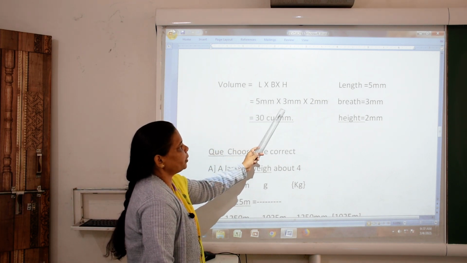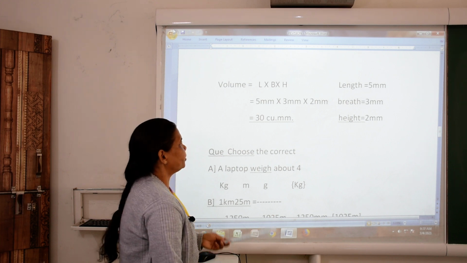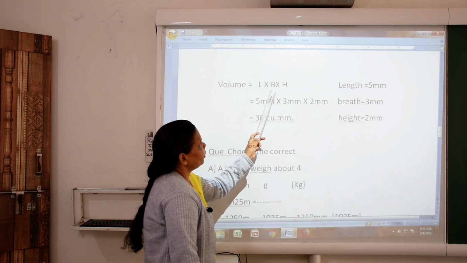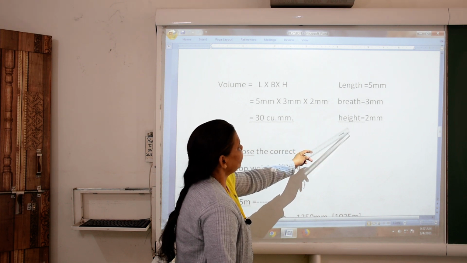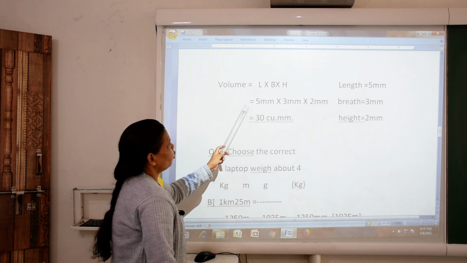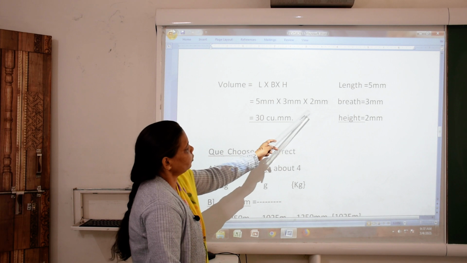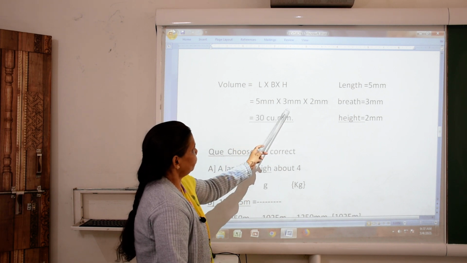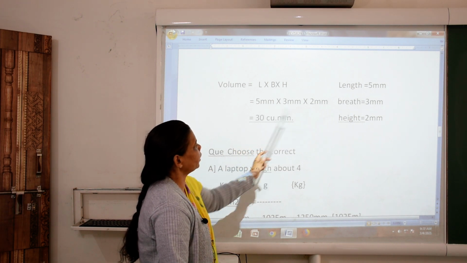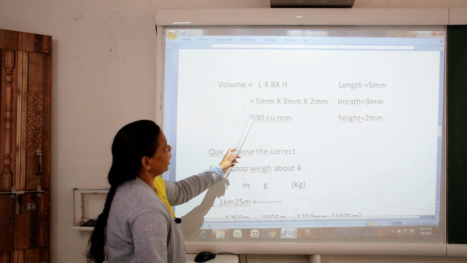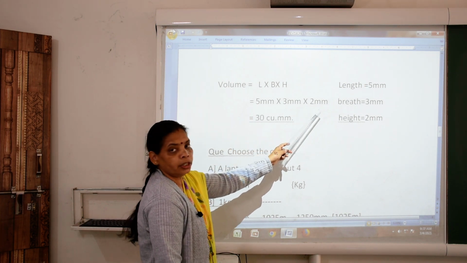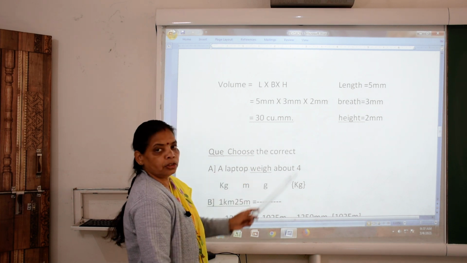Volume, you know, is the space covered by any object: length into breadth into height. Here the length is 5, the breadth is 3 and the height is 2 centimeter. So 5 into 3 into 2: 5 times 3 is 15, and 15 times 2 is 30. So here the unit is cubic centimeter. When we multiply centimeter 3 times, it will be cubed. So cubic means 3 times.